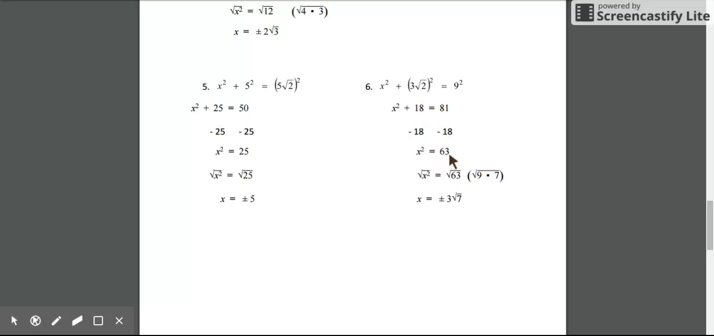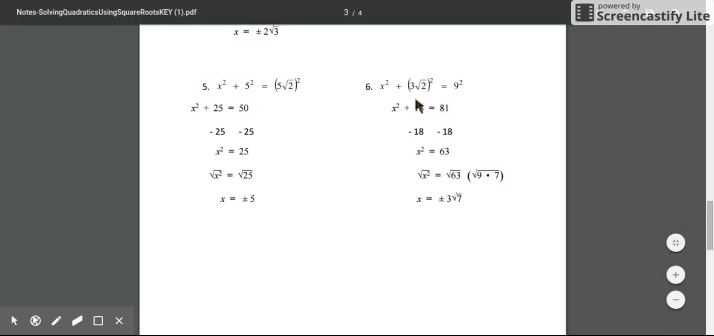And again, 63, if I want to square root it, is an irrational number, but we can simplify it. We can break 63 up into the factors 9 times 7 and take out the square root of 9, which leaves a 3 at the front. And we left that 7 behind under the radical. And then make sure that we say two solutions, positive and negative 3 times the square root of 7. And with all of these equations, you can substitute your solution back into the problem and make sure that your left side equals the right side of the equation.